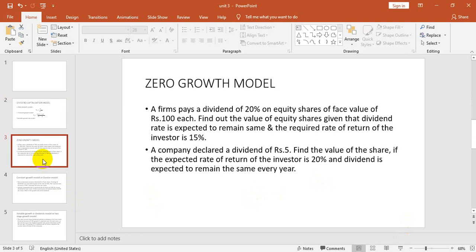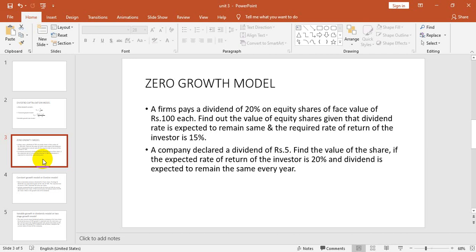Let's do a problem on the zero growth rate model. A firm pays a dividend of 20% on equity shares of face value of 100 each. Find out the value of equity shares given that the dividend rate is expected to remain the same and the required rate of return of the investor is 15%.